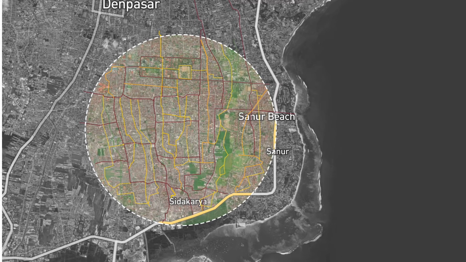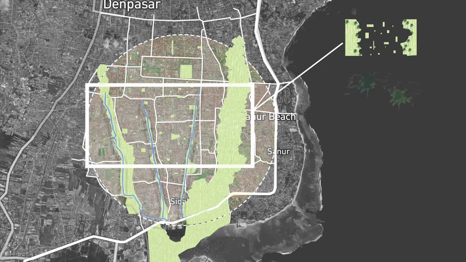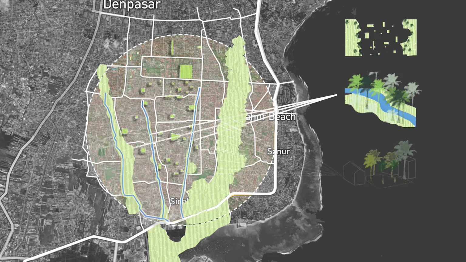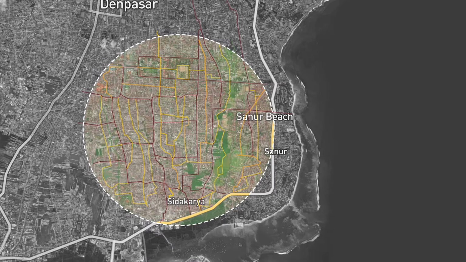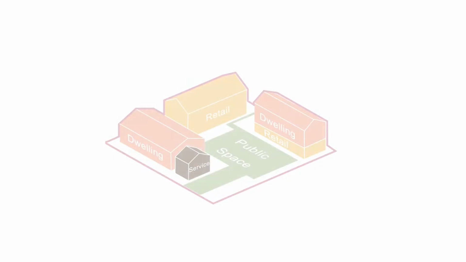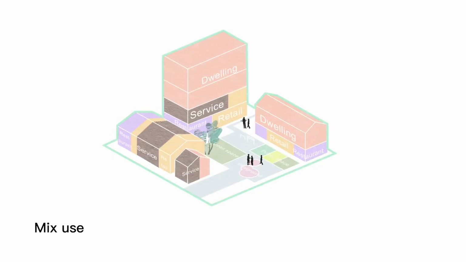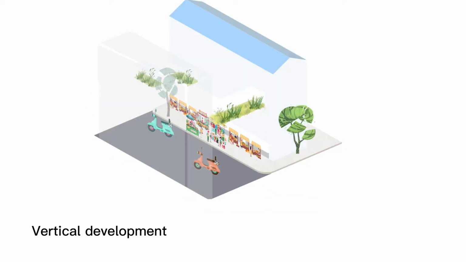For ecology, green spaces of different scales are used to constrain urban sprawl, provide green space, and address issues of rainwater collection from the whole to the individual. And community centers are created in each street to meet different needs of residents and visitors. For architecture, low-carbon development is achieved through mixed land use, self-sufficient use of natural resources, vertical development, and the creation of greening in buildings.